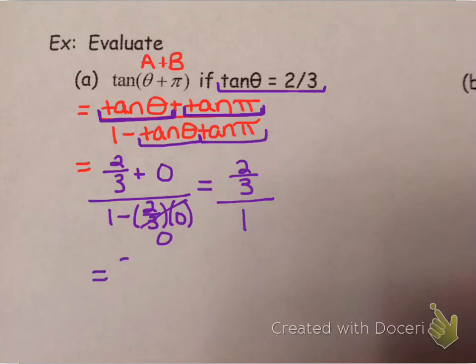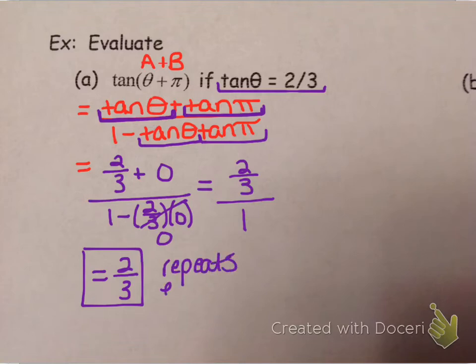And so my answer is 2/3, which if you really think about it should make sense, because tangent repeats itself. It gives the same answers every pi. So whatever tangent value theta had, add pi to it, you're going to get the same tangent value. It's just harder to visualize when you're combining unit circle and non-unit circle numbers.